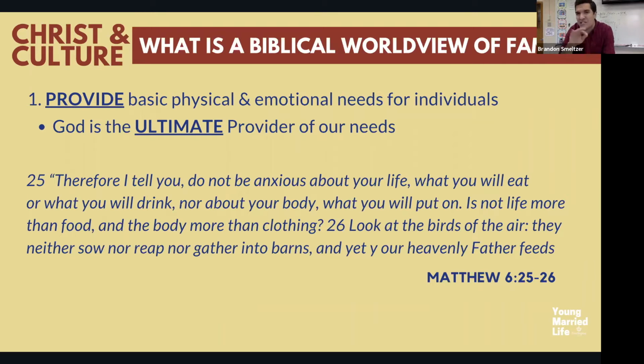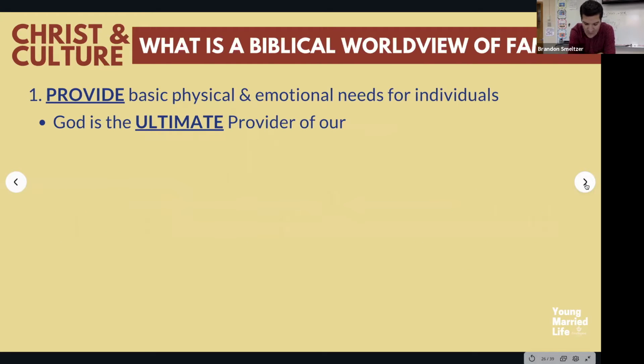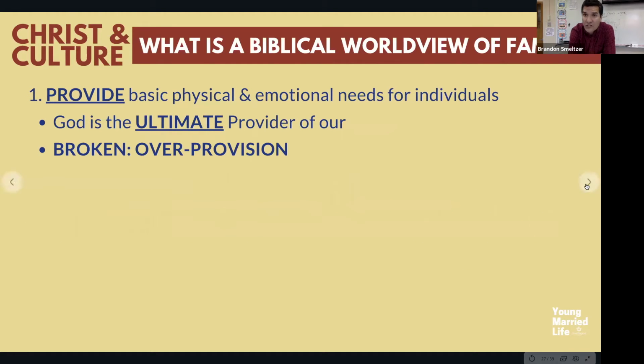Now, in each of these three functions of the family, I'm going to show you some broken elements that I experience working with teenagers today, Christian teenagers. I experience two broken things, okay? Here's the first broken thing I experience. First, overprovision. I experience overprovision with kids that I work with. Let me show you what I mean. Have you ever heard this phrase?